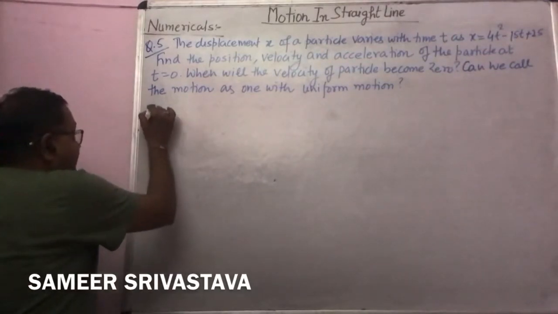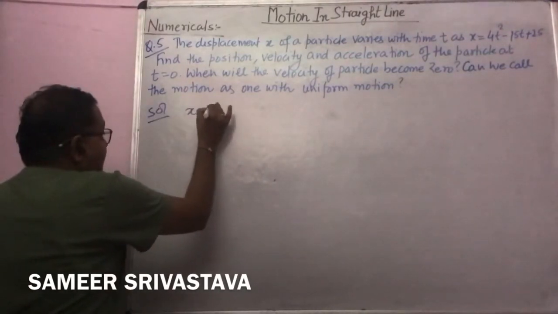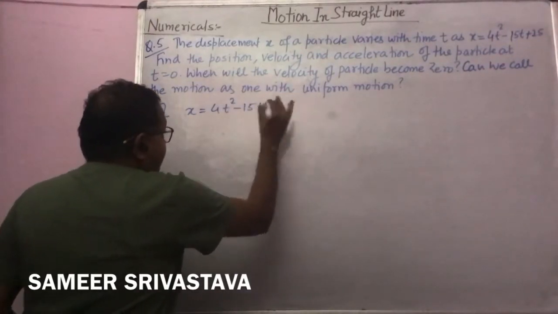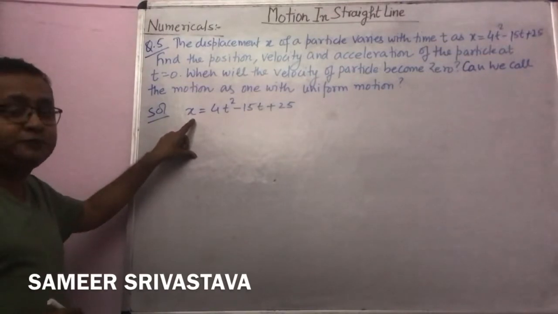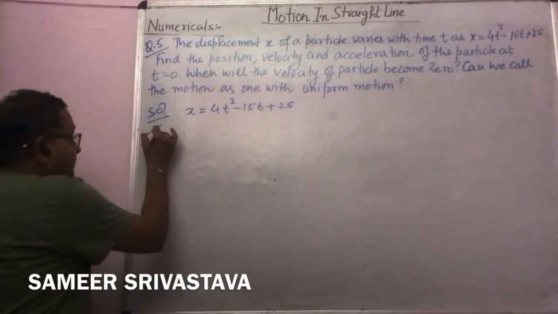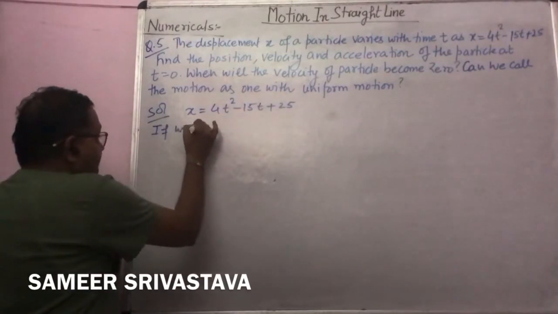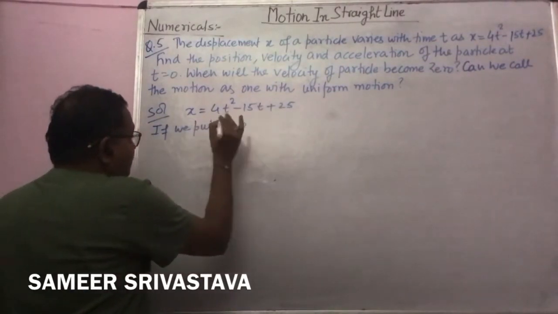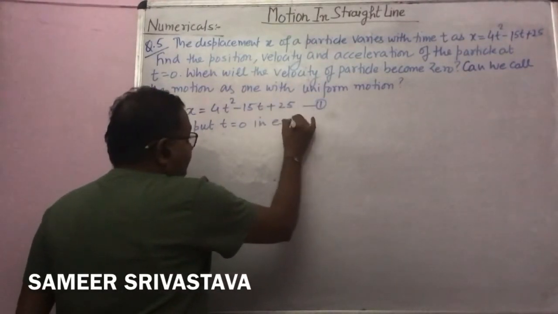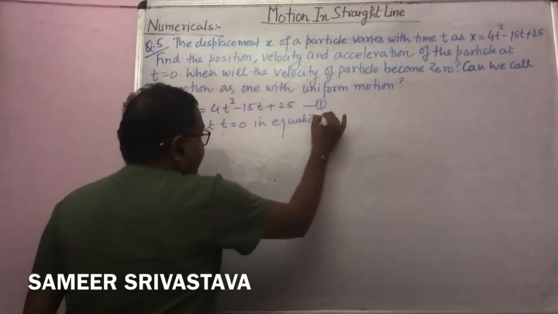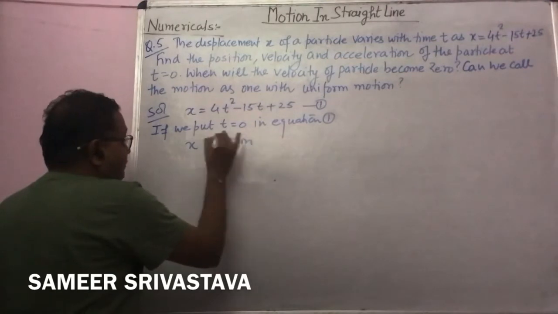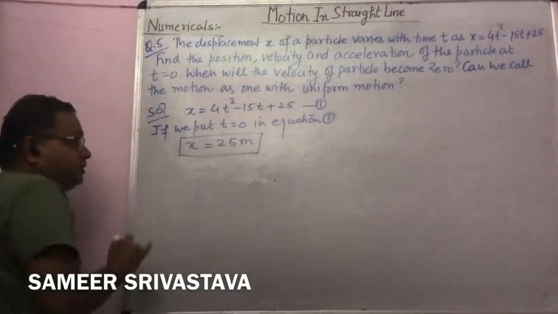So the given equation is x is equal to 4t square minus 15t plus 25. So this equation is an equation of motion with time and position. If we put t equal to 0 in this equation number 1, we get the position. So when we put t equal to 0, we get 25 meter. So the position of the particle at t equal to 0 is 25 meter.